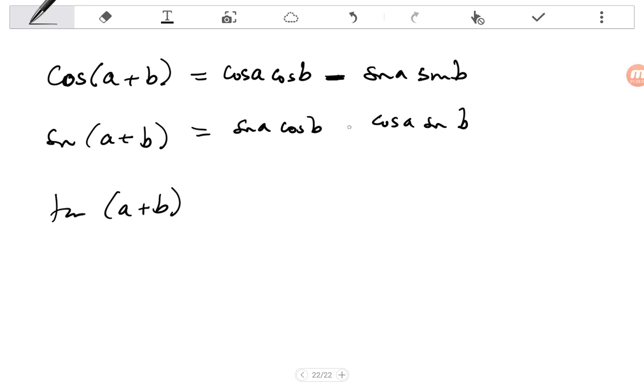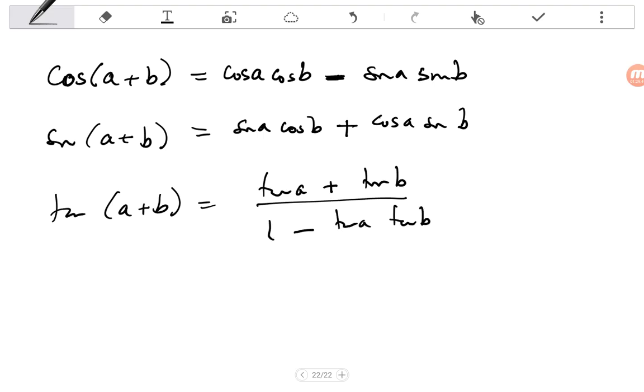For the rule of the sine, we'll just make it the same sign in between. For the tan, we have tan A plus tan B over 1 minus tan A tan B. Okay?